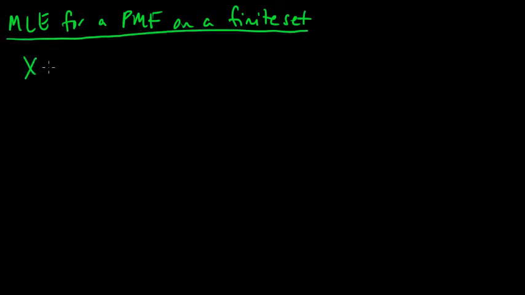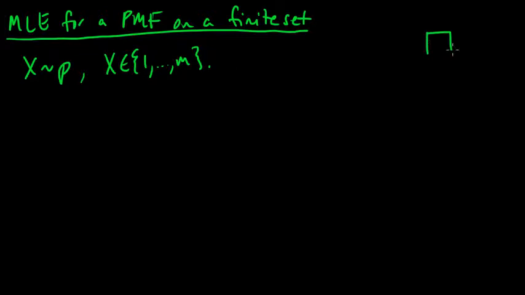I've got some random variable x distributed according to some PMF p, and I'm going to assume that x just takes values in some finite set. So maybe it's, say, 1 to m, just some finite set. And p is a probability distribution on this set, so it's a PMF.